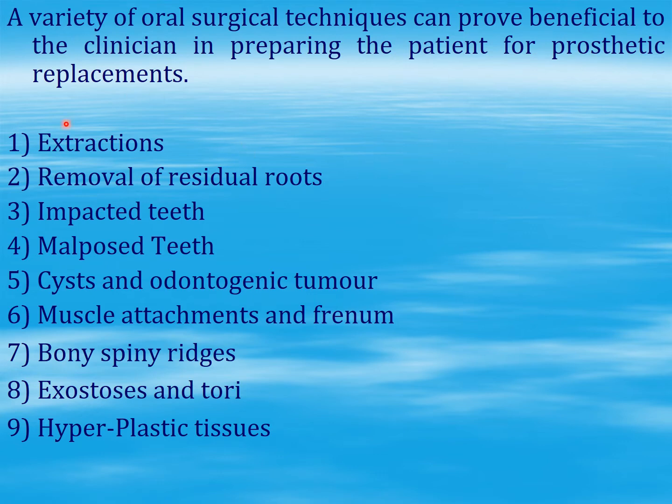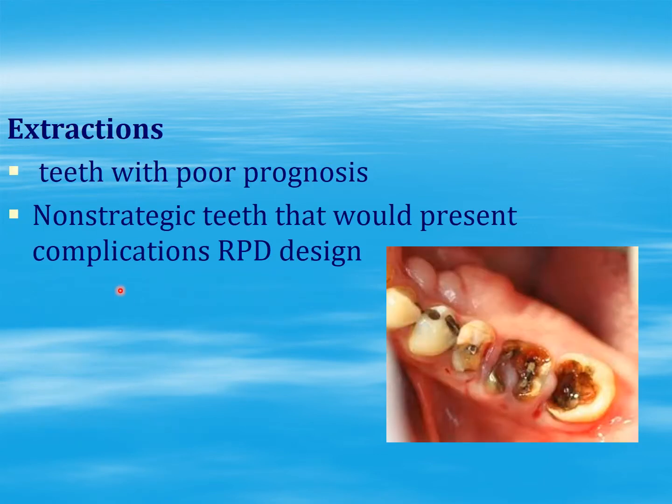Okay, so any extractions which are remaining have to be done. Removal of any residual roots, any impacted teeth, malposed teeth, any cysts and odontogenic tumors, muscle attachments and frenums, any bony, spiny ridges, exostoses and tori, hyperplastic tissue. So any of these have to be either removed or treated before we proceed further for any of the further treatments.